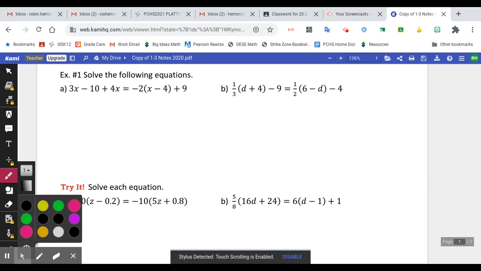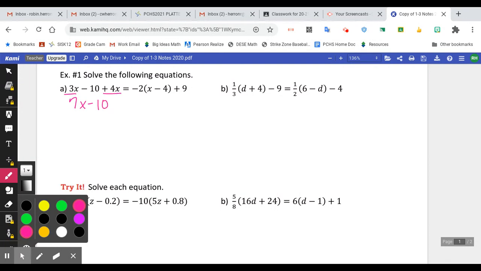Okay, so left side here would be combining like terms. So 3x plus 4x gives me 7x minus 10 drops. Let's distribute -2. So we have -2x. Negative times a negative is positive 8 plus 9. Then we have on the right side, adding like terms would give you -2x plus 17. Left side stays because nothing changes.